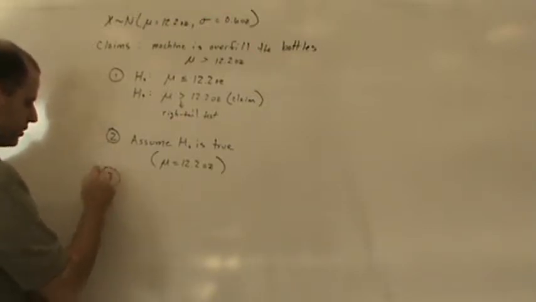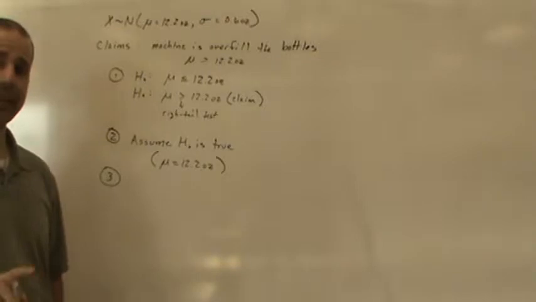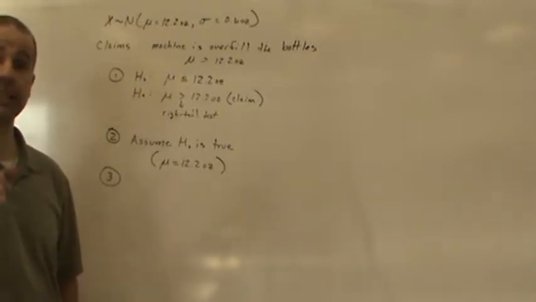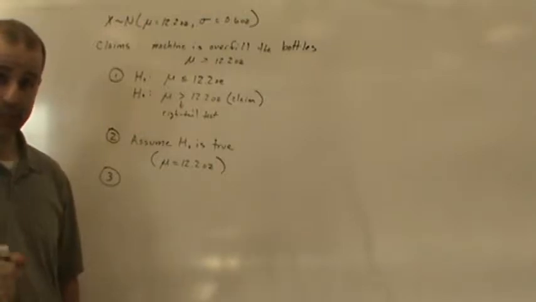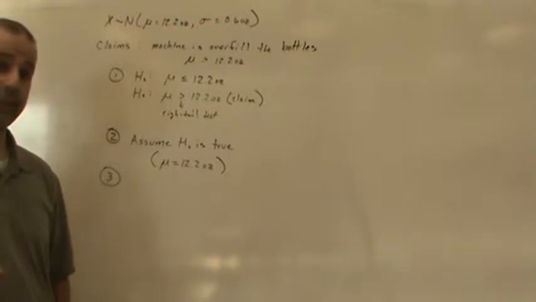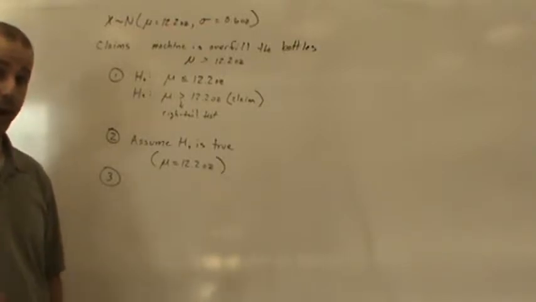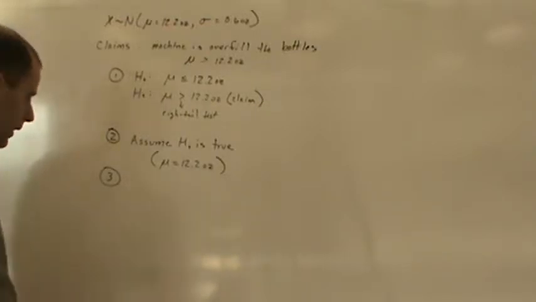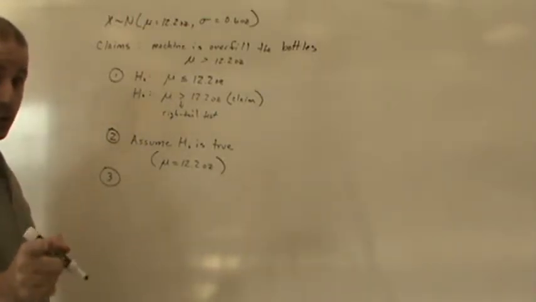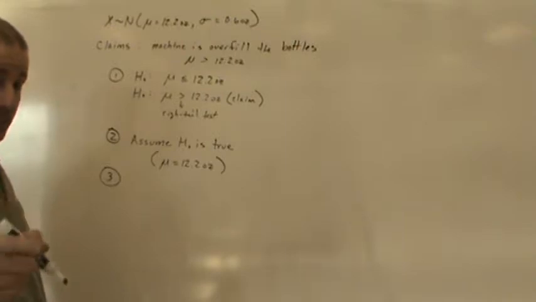Now, step three is we're going to write down all the information that they give us in the problem and determine the distribution of the sample statistic. In this case, the sample statistic is going to be x bar. We need to know that the distribution of x bar is normal. Okay? So, before we can do the test, we need to know the distribution of x bar. The sampling distribution is normal.